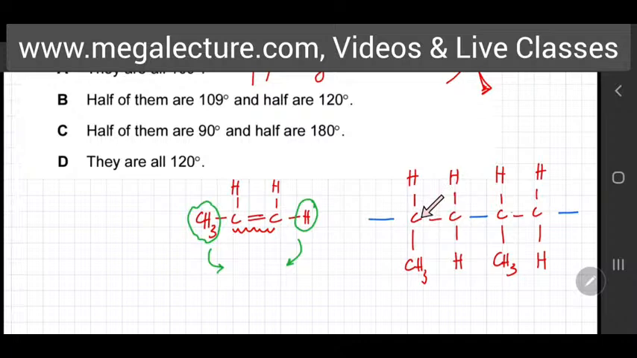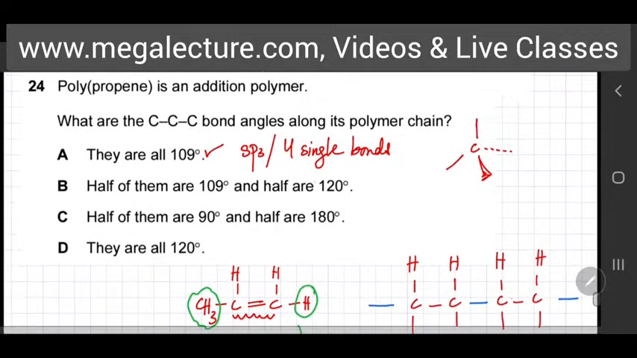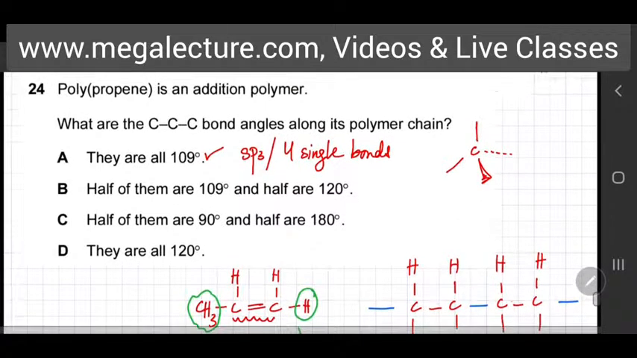But what you would notice is that it's now saturated. Carbon is making four bonds, and when it's making four bonds, it's going to be tetrahedral. The three-dimensional shape of the carbon would be tetrahedral, and in this shape, when carbon is sp3 hybridized with four single bonds, the angles are 109.5 to be precise, but 109 degrees is sufficient. So the option is going to be A.